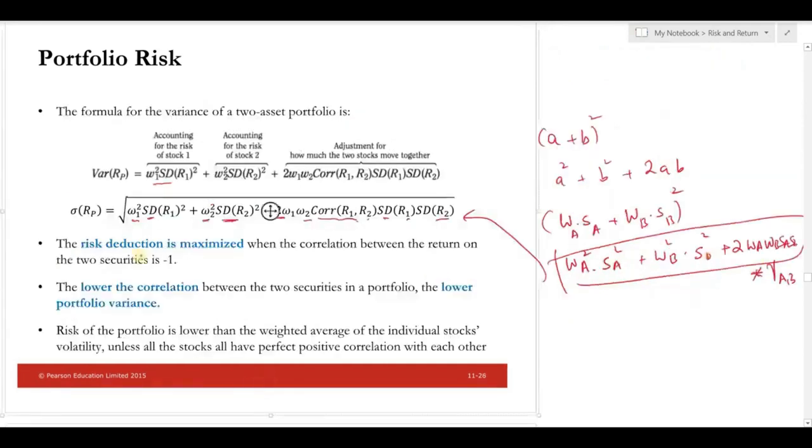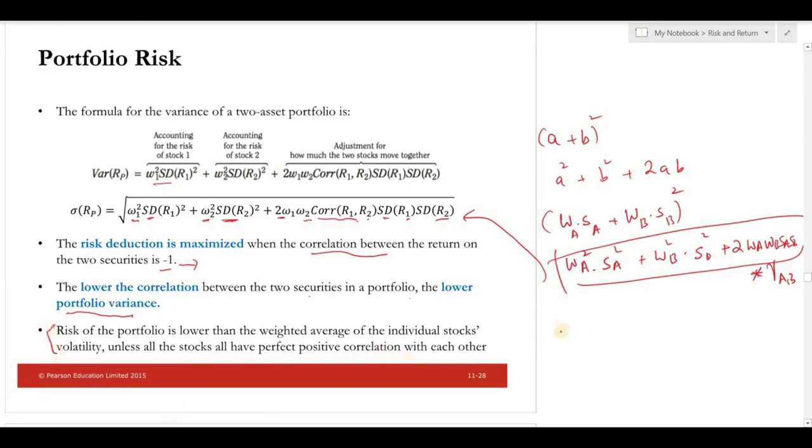So you need to understand that the risk reduction is maximized when the correlation between the returns on the two securities is negative, meaning they belong to different industries. The lower the correlation, meaning the more negative the correlation between the two securities in a portfolio, the lower the portfolio variance, or the lower the risk of the portfolio. So the risk of the portfolio is lower than the weighted average of the individual stocks' volatility, unless all stocks have perfect positive correlation with each other. This is a very important statement.